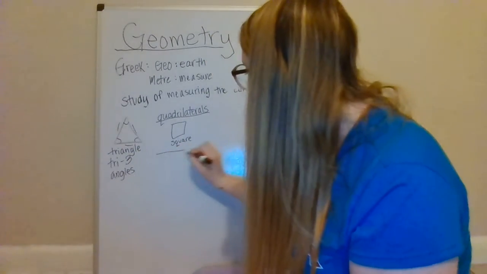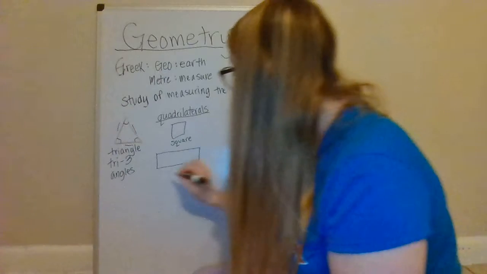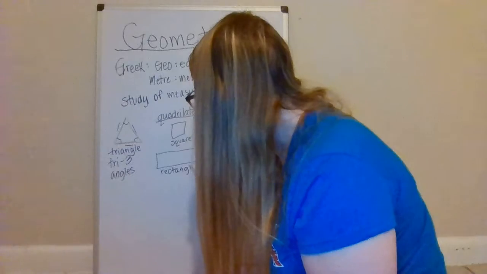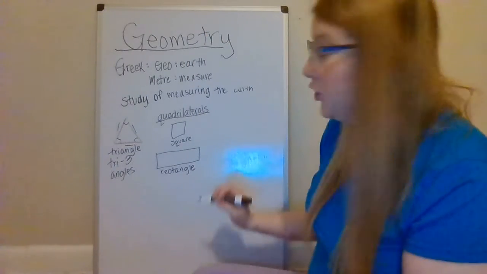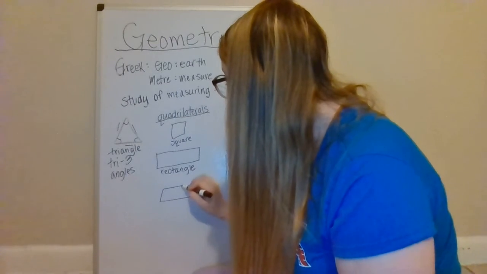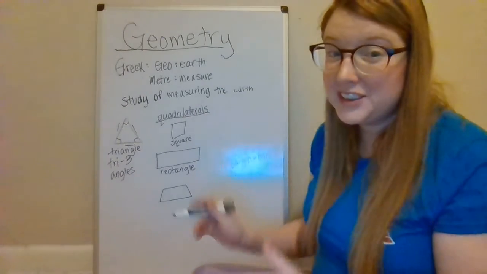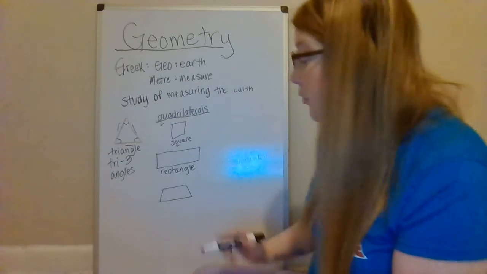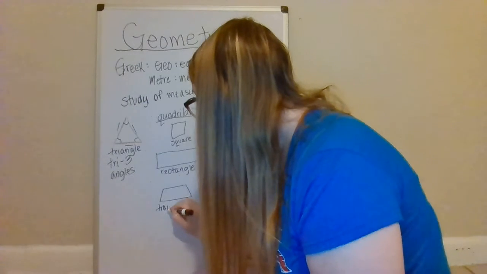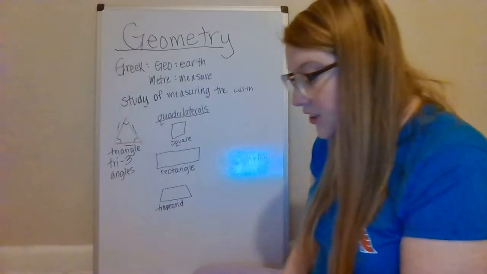It can include a rectangle. It can include, this is a trapezoid, in case you didn't know. Trapezoid comes from the word table, so if you think about it, that kind of looks like a table, but it's still got the 4 sides to it.